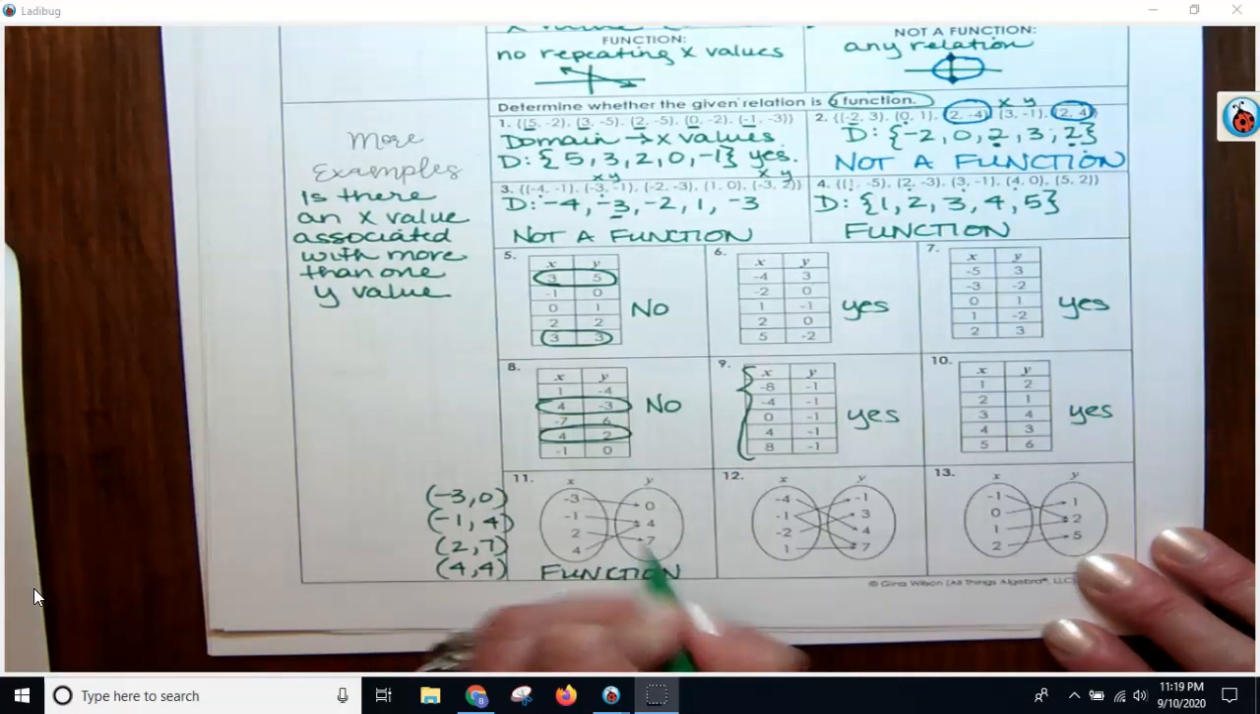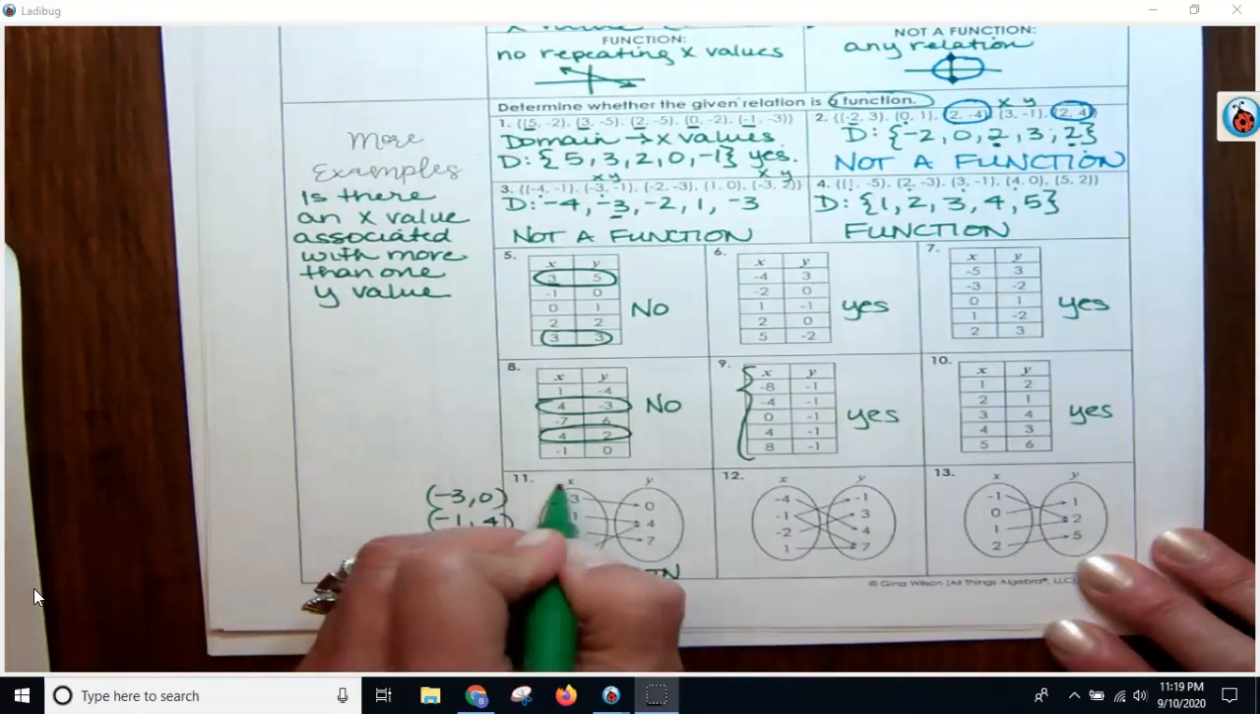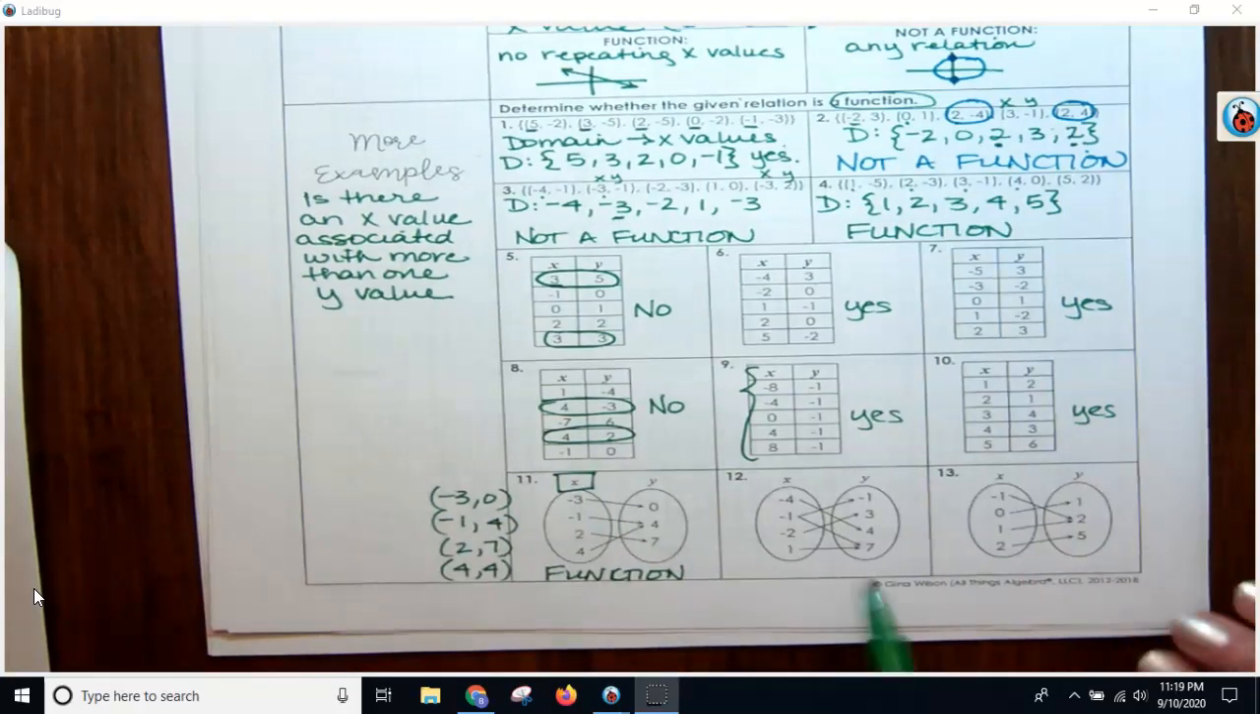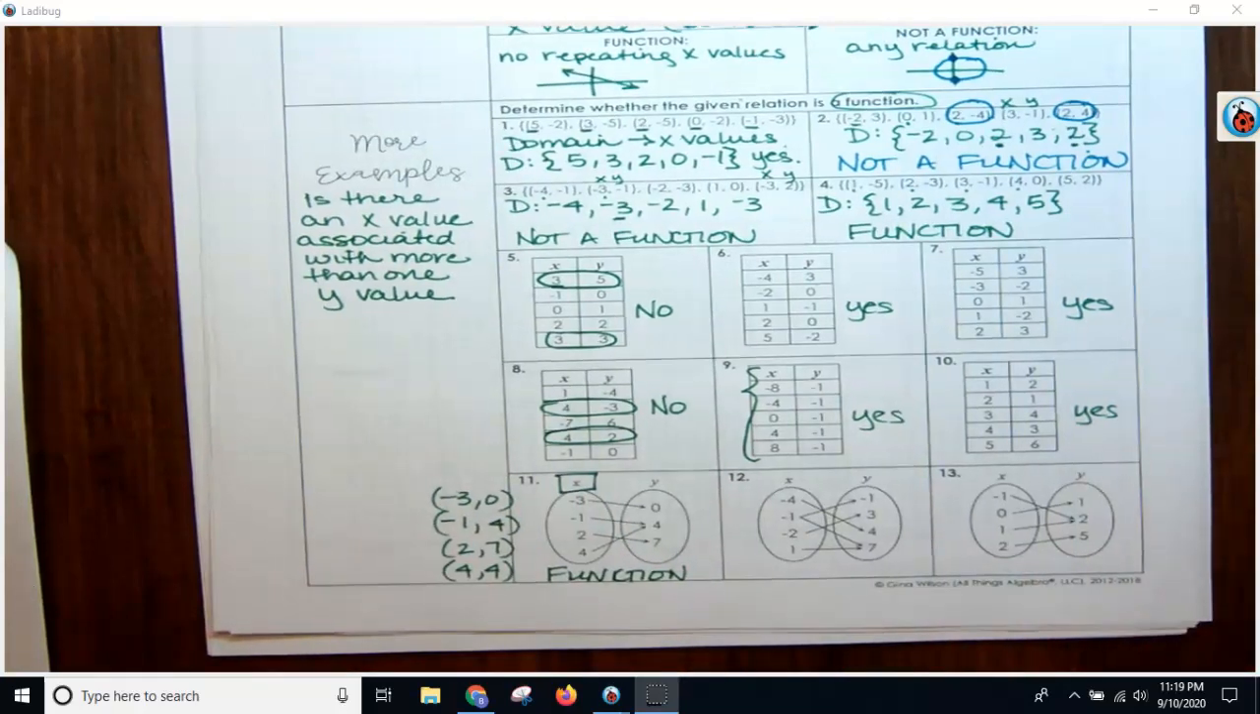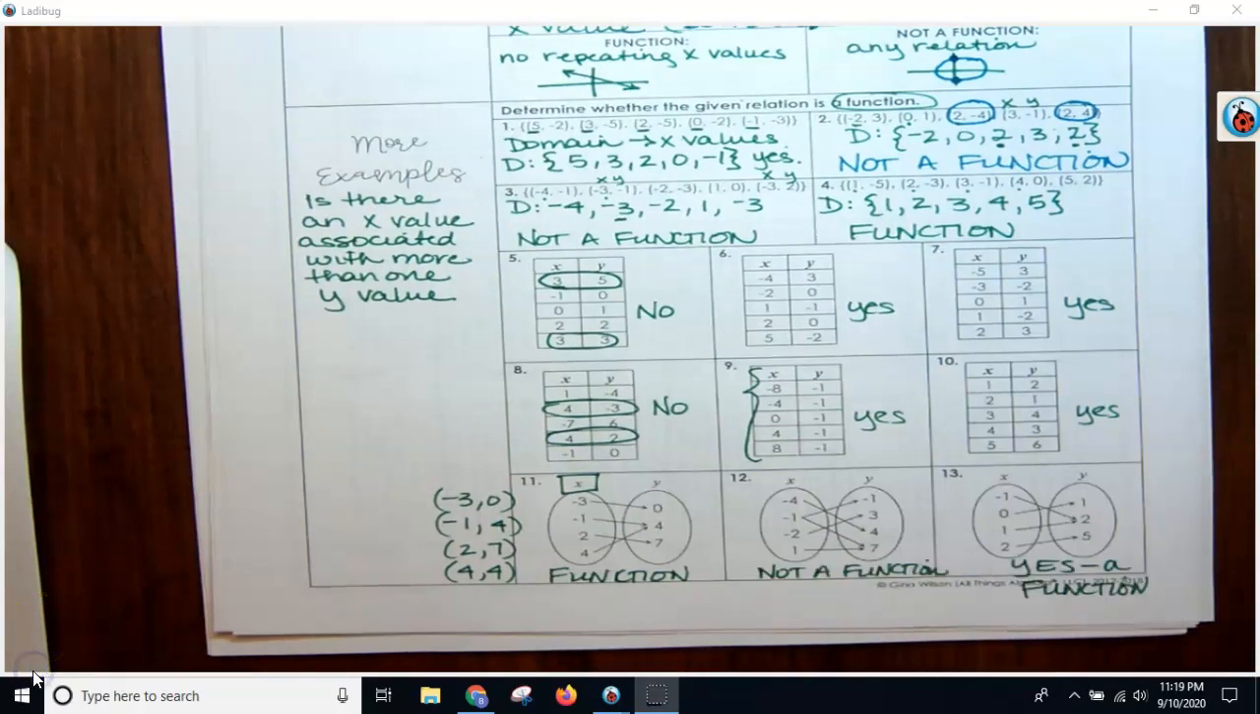It does not matter that this 4 repeats more than once. I don't worry about the y. I'm only looking at the x values. So check these. See if you can figure those out, and I'm going to give you the answer when I get back. So pause the video, work those problems.